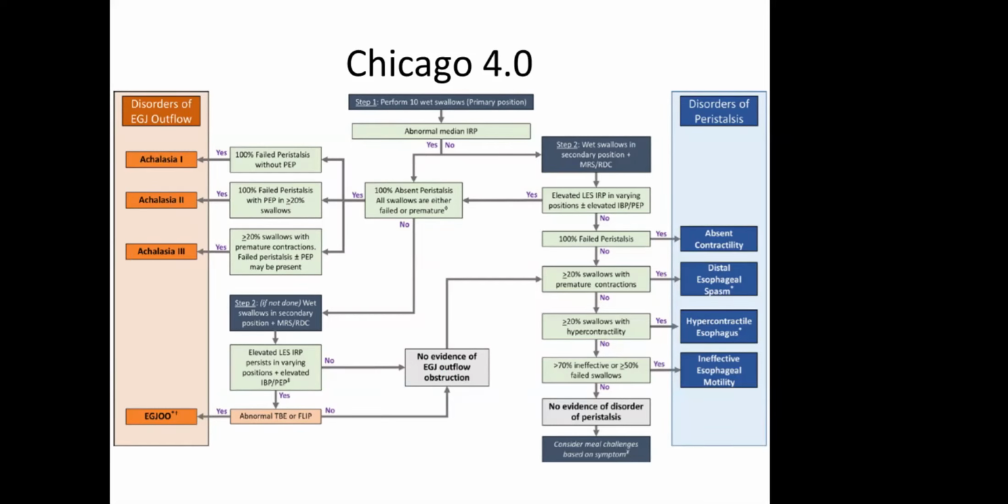challenge. In fact, it is quite similar to what I introduced as a new protocol for usage in our motility unit previously. So MRS and RDC, that's step 2, and then depending on what findings are noted. And if step 2 is not done, then of course you can consider other challenging tests, considering meal challenge and other things, and it depends on the diagnosis as well.